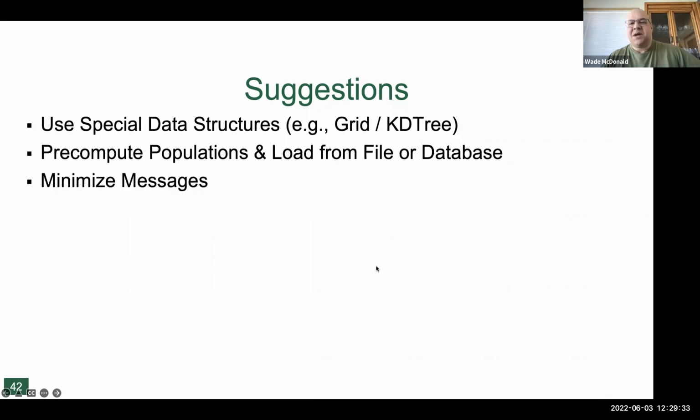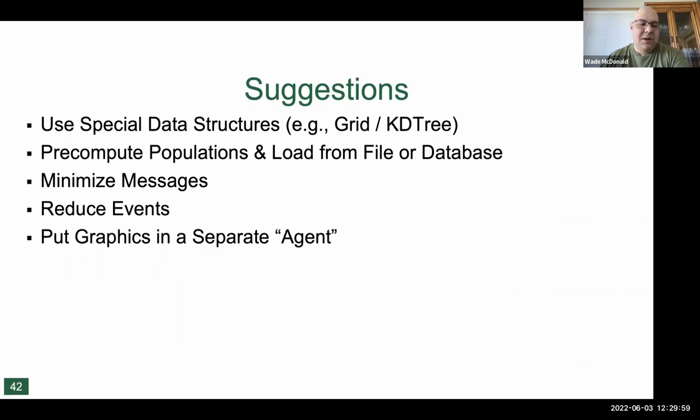Minimize message passing. This is an important part of the modeling system, to be able to pass messages from agent to agent, but doing it excessively will slow down your model. Reduce events. So don't trigger an event that infrequently actually does any work, because it takes up time in the scheduler and slows down the model.